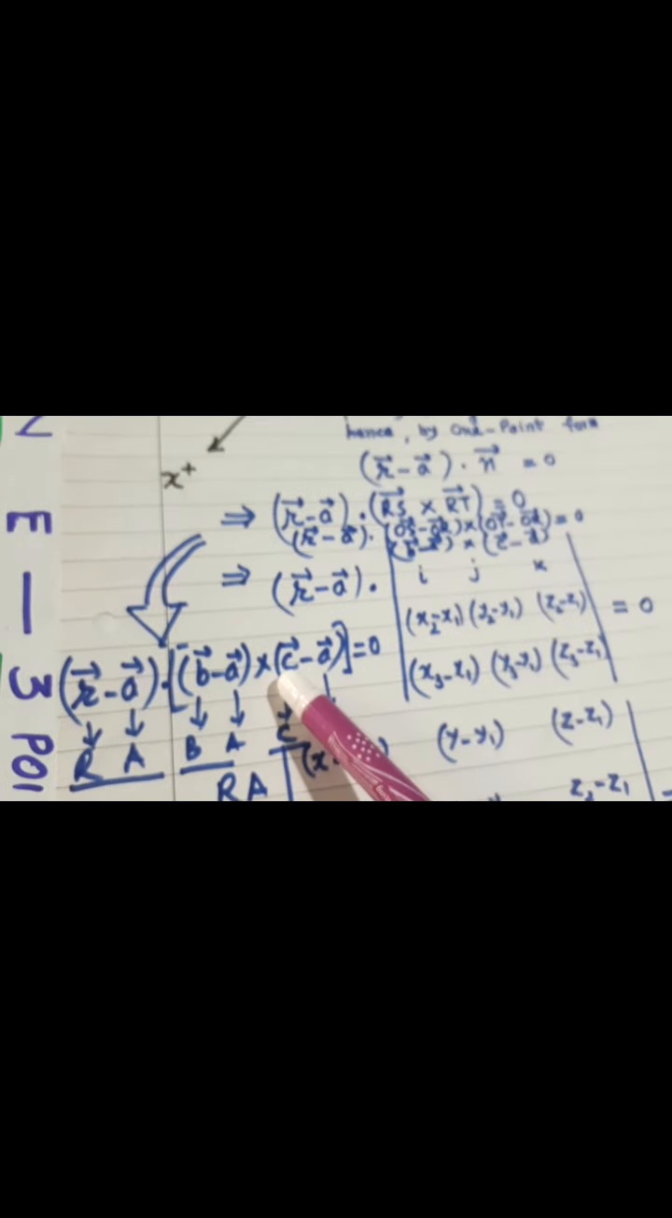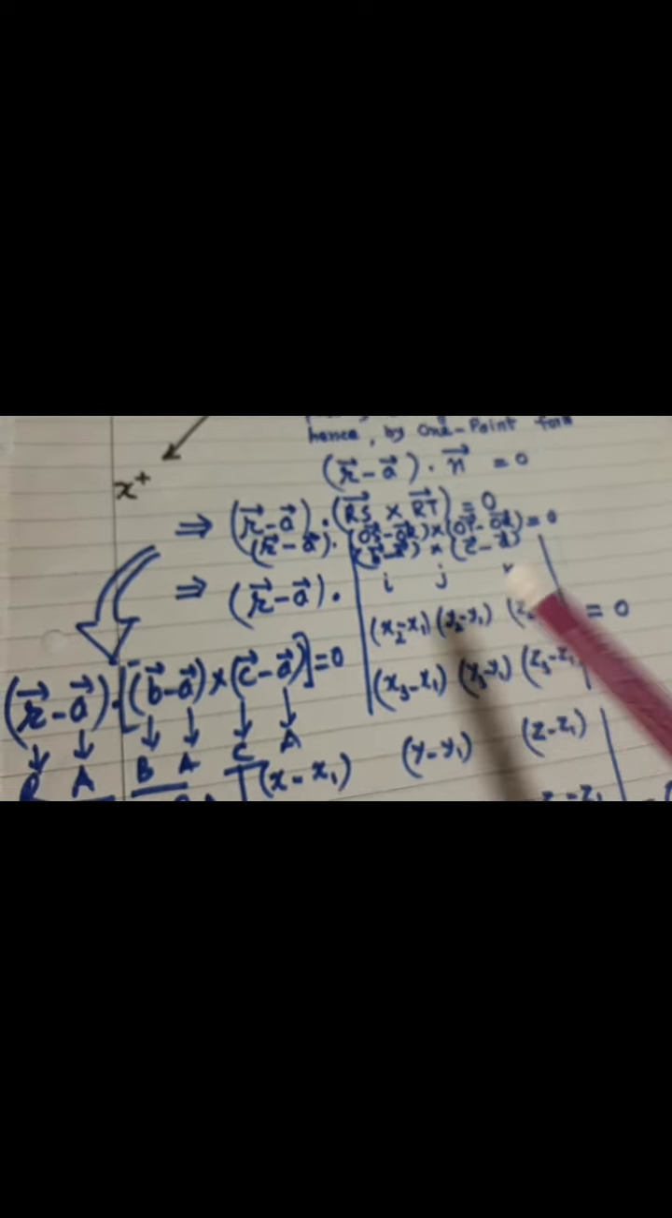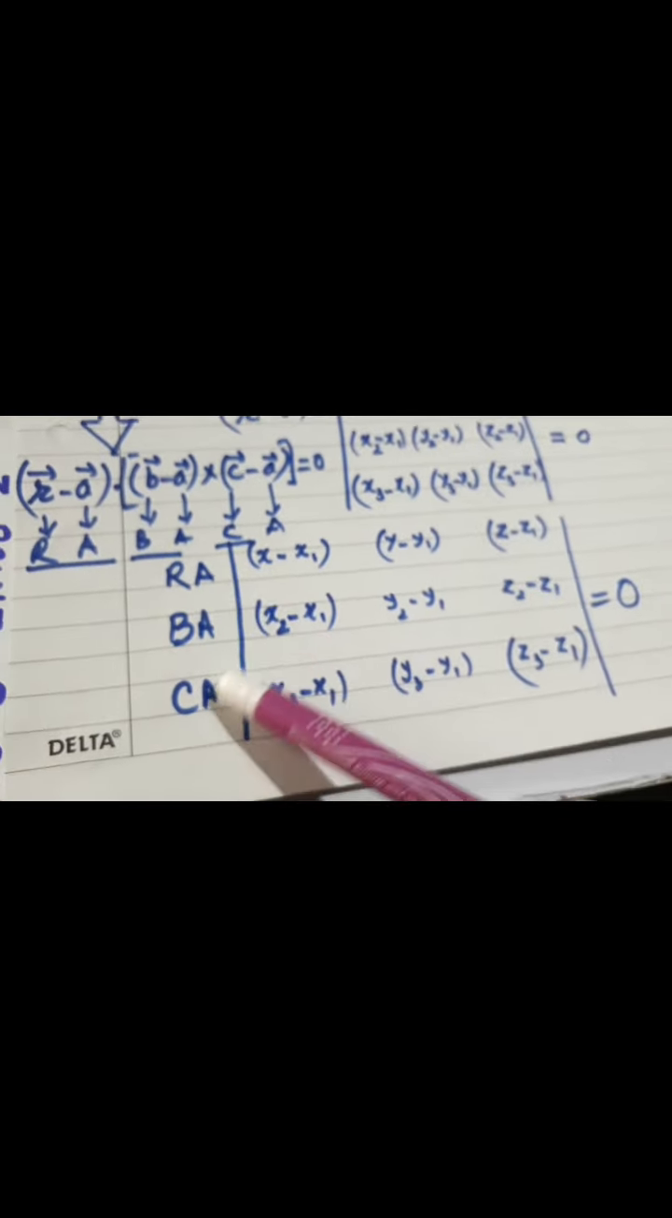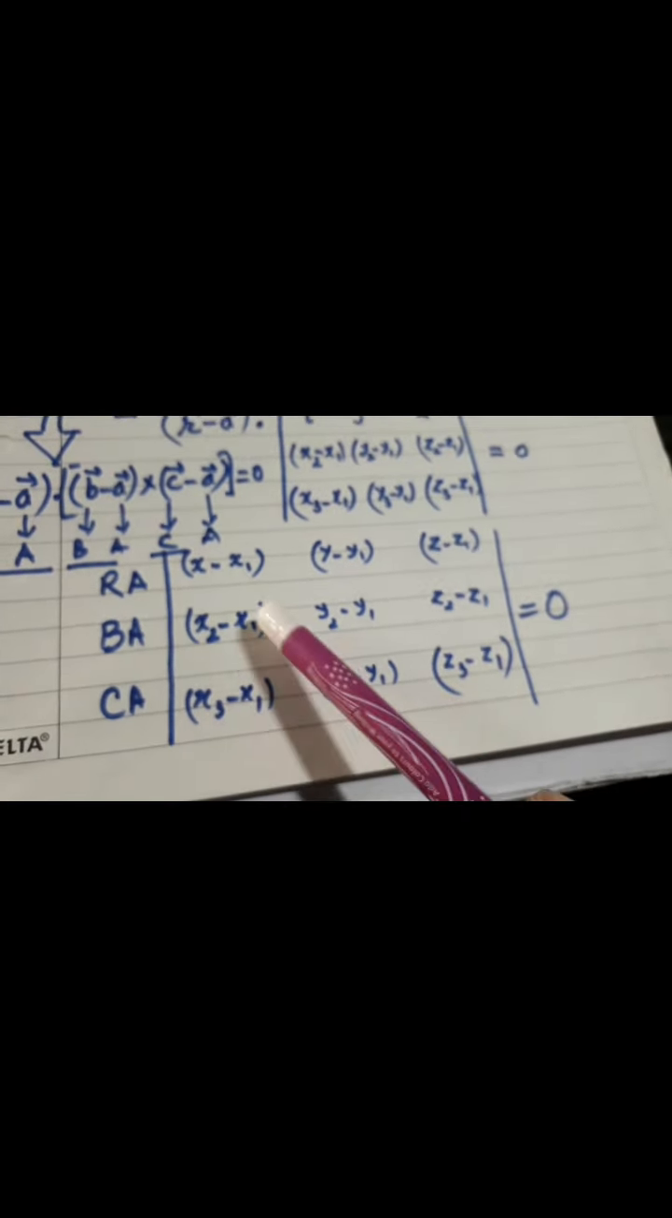Since it involves a cross product, it means a determinant. So we will be using this. It becomes the determinant form. This equal to 0 is the equation. Now let us go to the last ones.